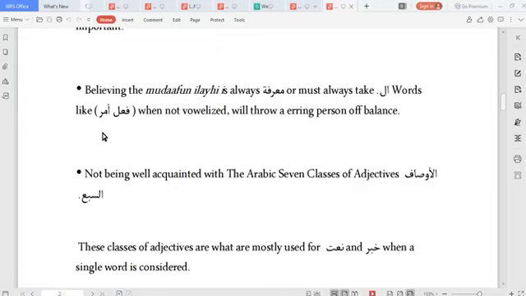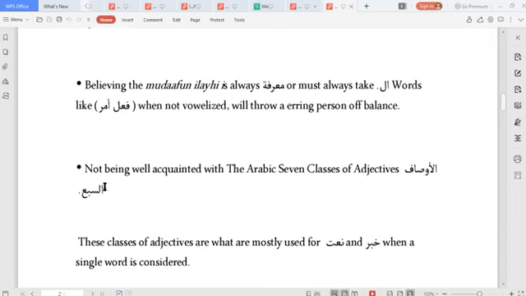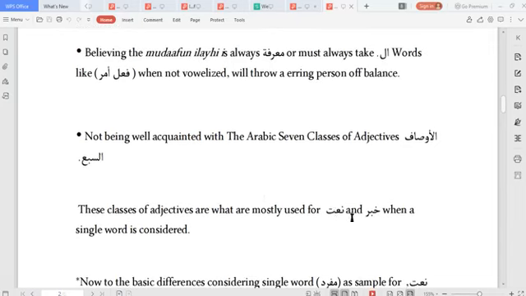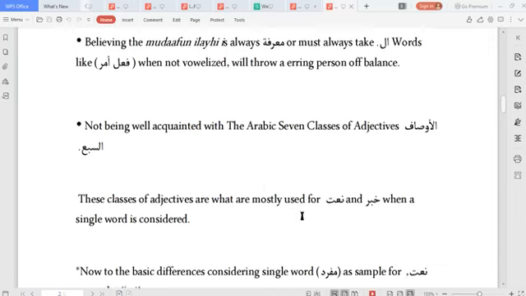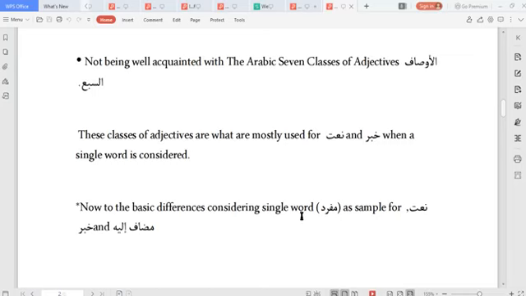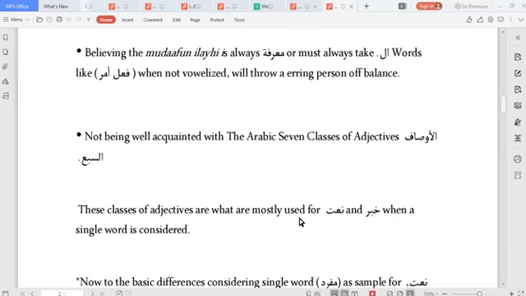Do we get? So another is not being well acquainted with the Arabic 7 classes of adjectives. Somebody who doesn't know the Awsaf Sabun very well will not know that they are the ones being used for Kobar and for Nat. The person will start having issues on them. So it's very, very important that you understand the Awsaf Sabun too, so that you know they are used for Kobar mostly. They are also used for Nat mostly.